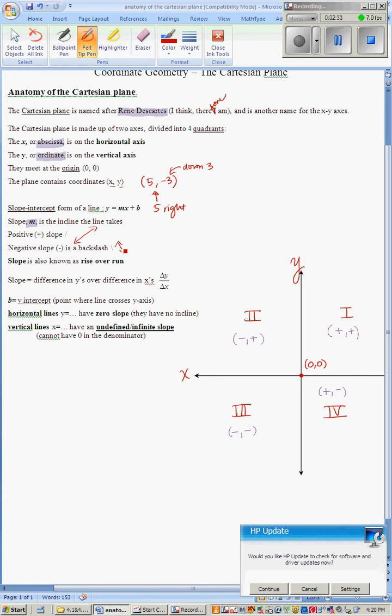So just make sure you can label the quadrants in the correct Roman numeral form, what the signs are, and where the origin is.